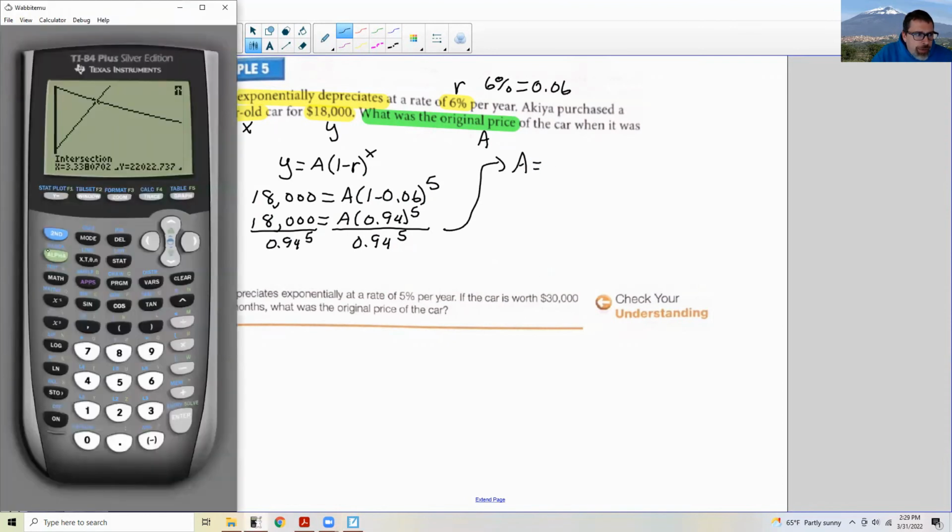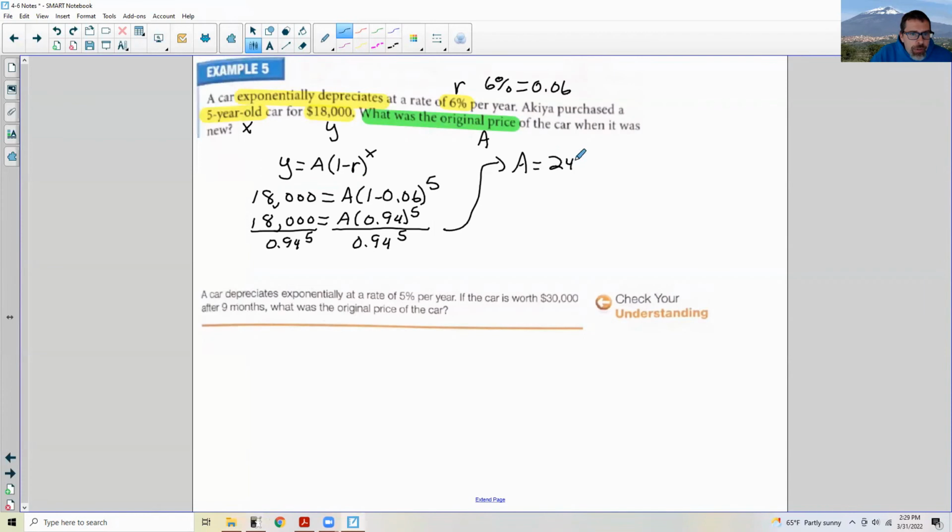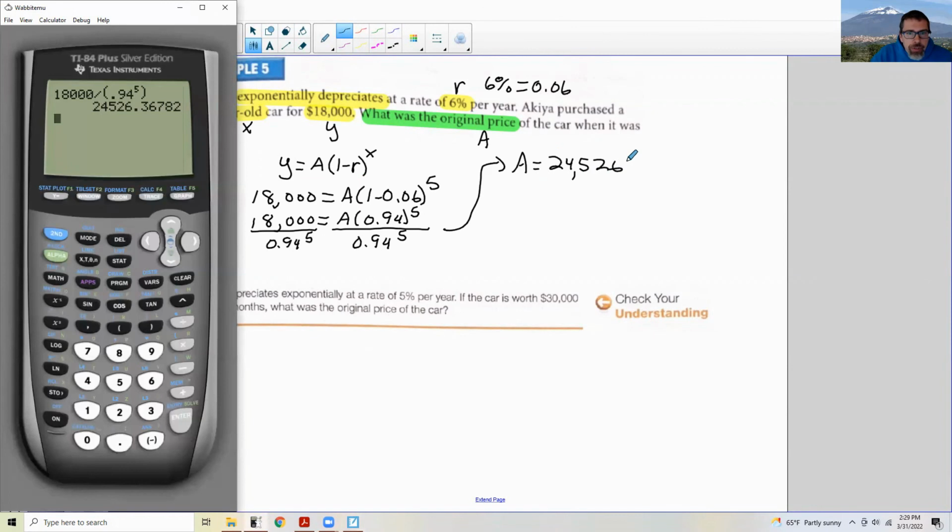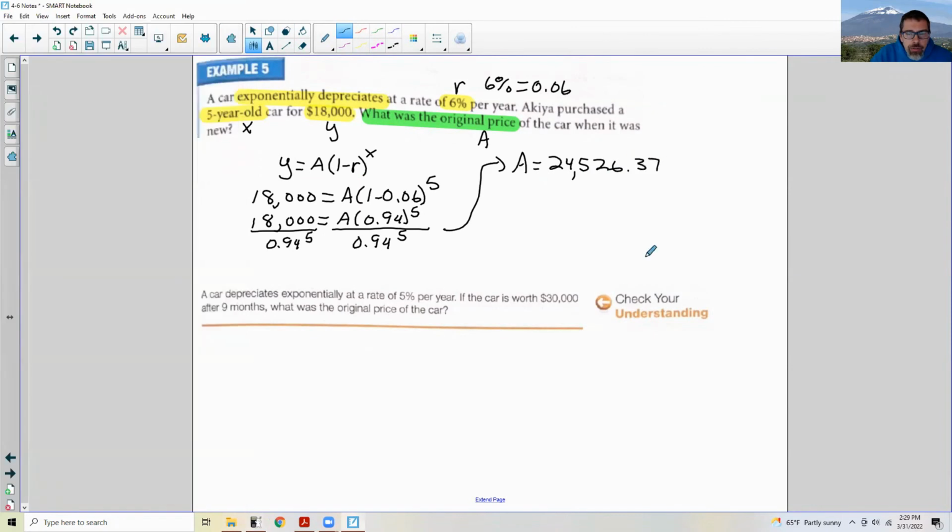So I get my calculator out. And I'm going to put 18,000 divided by, I'll just put parentheses just in case, 0.94 to the 5th. And hit enter. And the original price of the car was $24,526.37. Okay, there's the original price of the car.